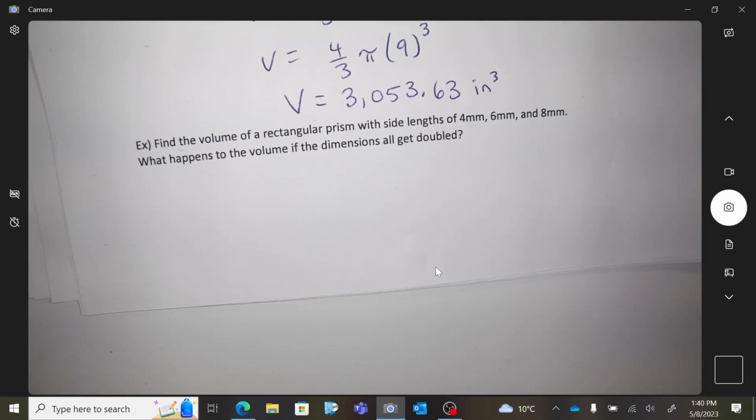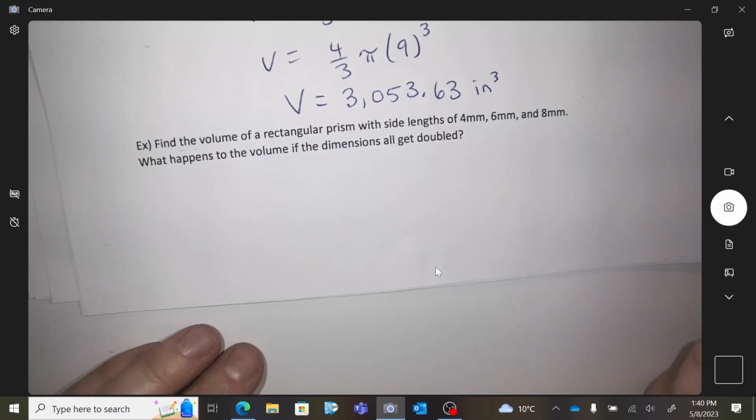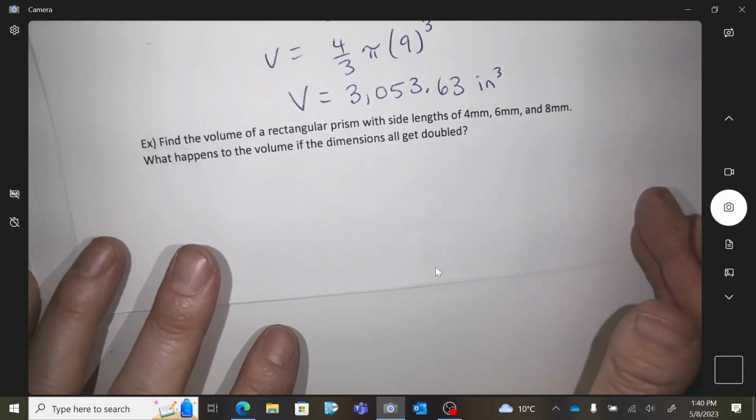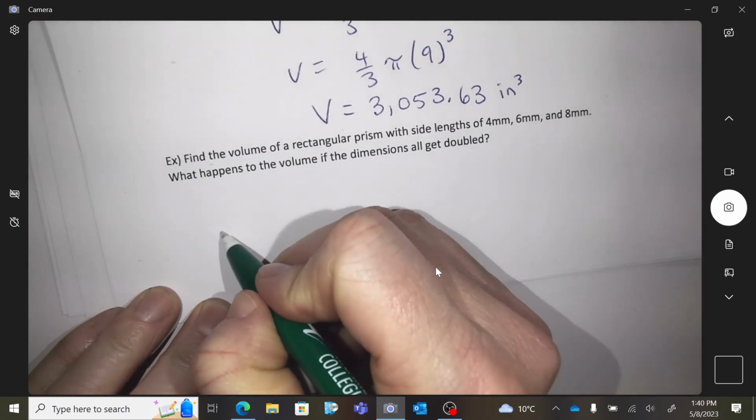Okay, next we have a rectangular prism. Should we practice drawing it? Because it's fun to draw. No. There's no fun in that.